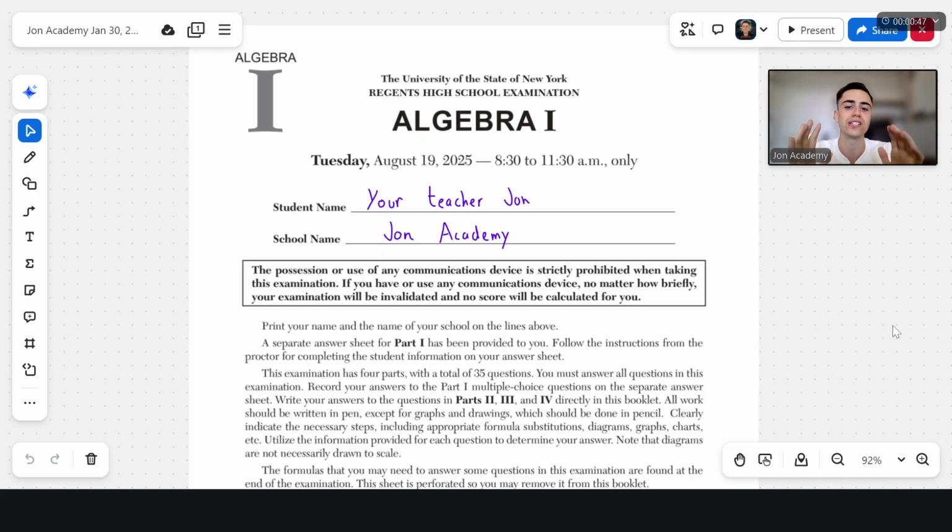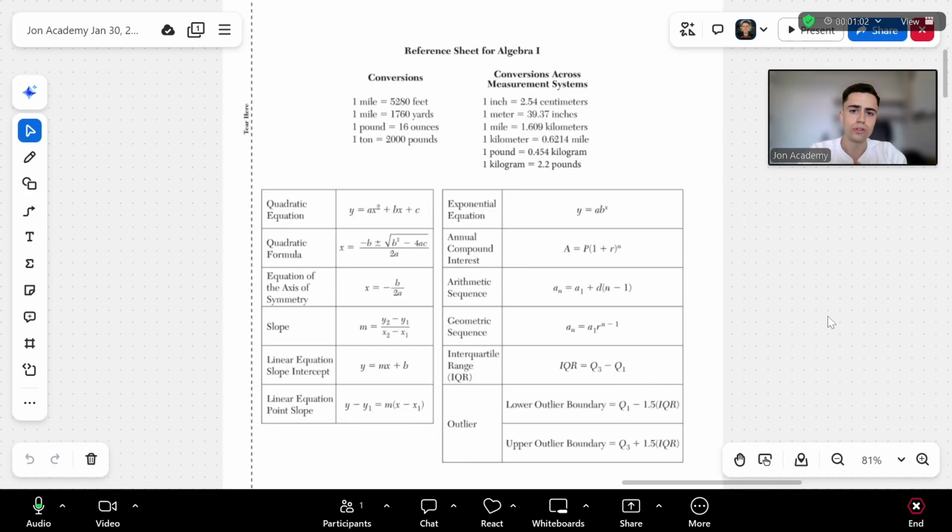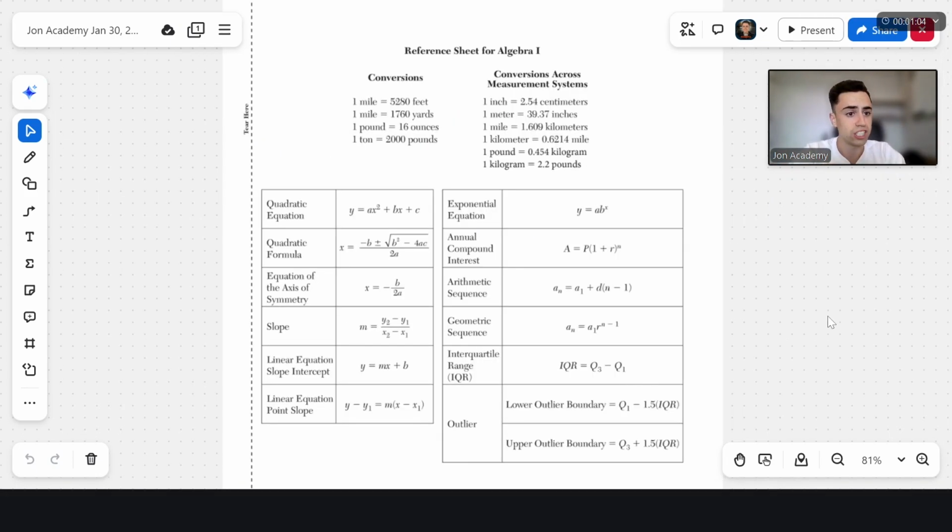Today we are going to be covering a new Regents exam. This one is the Algebra 1, August 2025 one. First thing you need to know for this exam: you are also given a formula sheet at the end of the exam, and this one has conversions, also some formulas, the quadratic equation, and formulas for sequences. So we can use it during the exam.